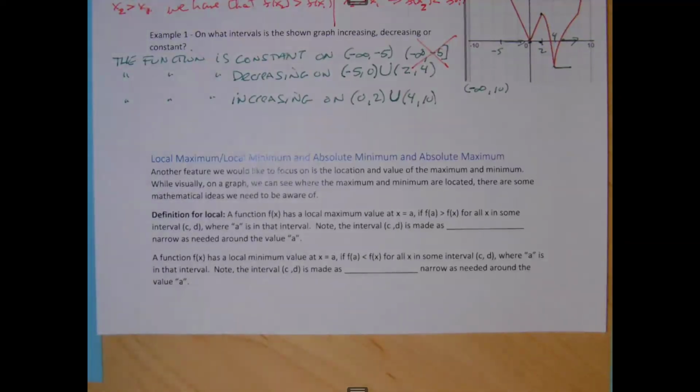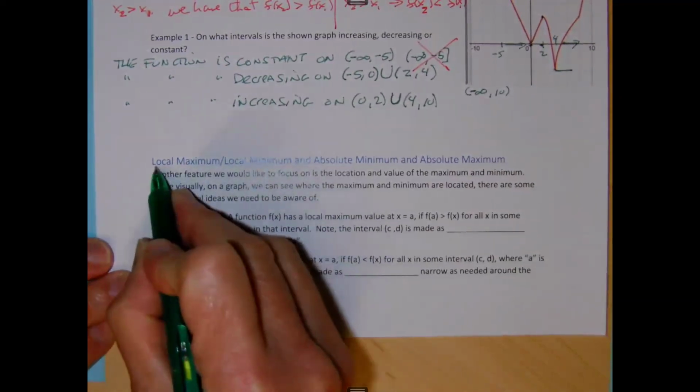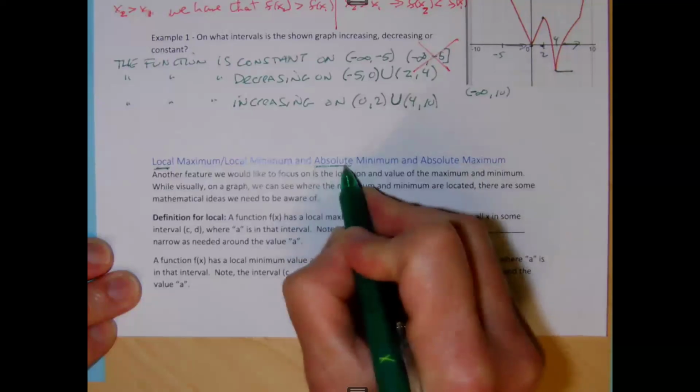Now let's look at another feature from behavior graphs: local maximum, local minimum, and absolute maximum. Another feature we would like to focus on is the location and value of the maximum and minimum. Visually on a graph, we can see where the maximum and minimum are located. There are some mathematical ideas we need to be aware of. First, there are two types of maximums: local and absolute.